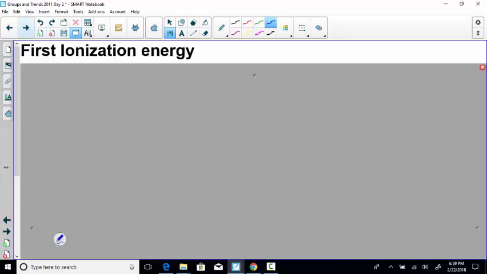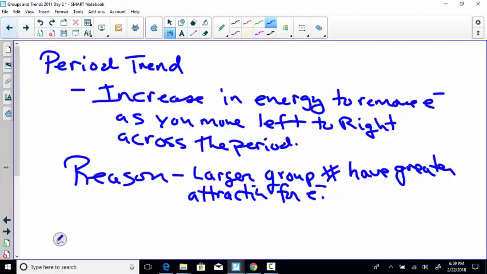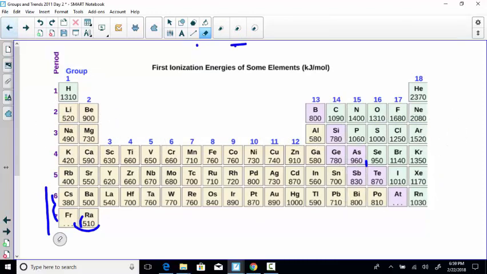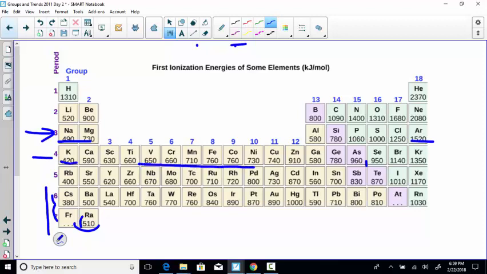So again, looking at this picture, you can see the trends in pretty much every row. Period 3, start low, end high. Period 4, start low, go across here, and end high.